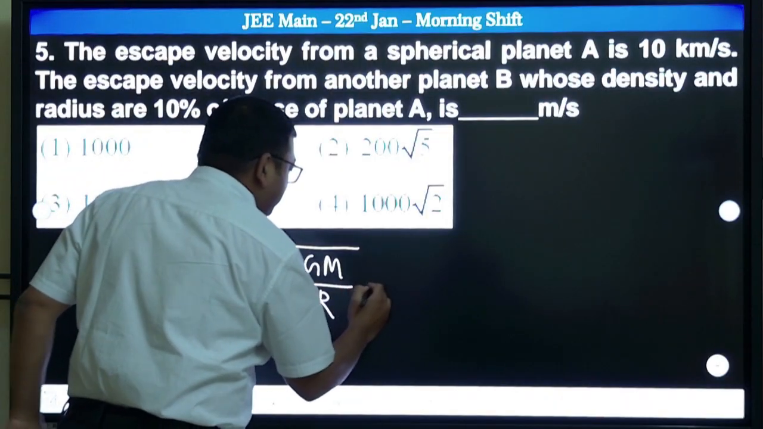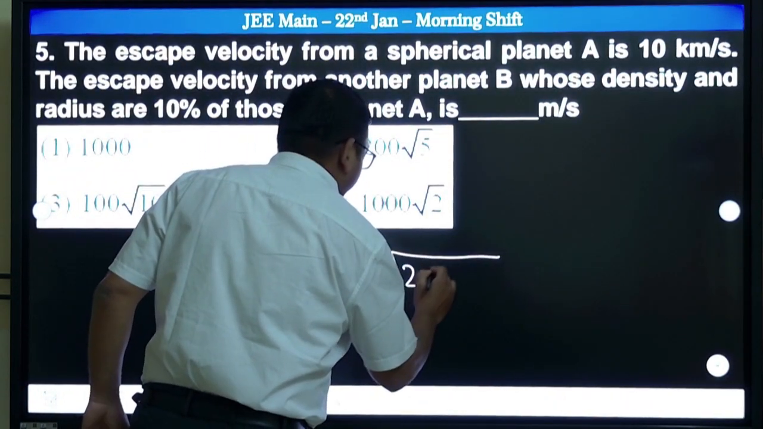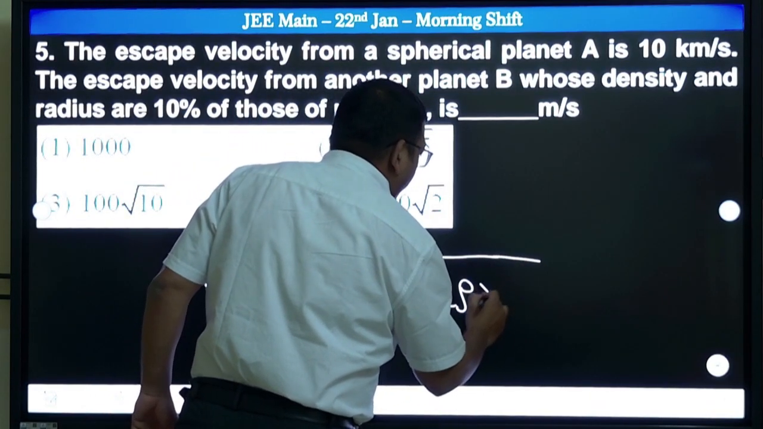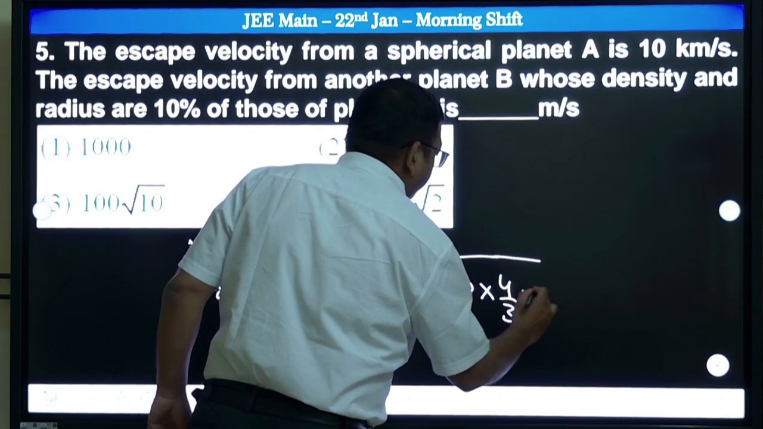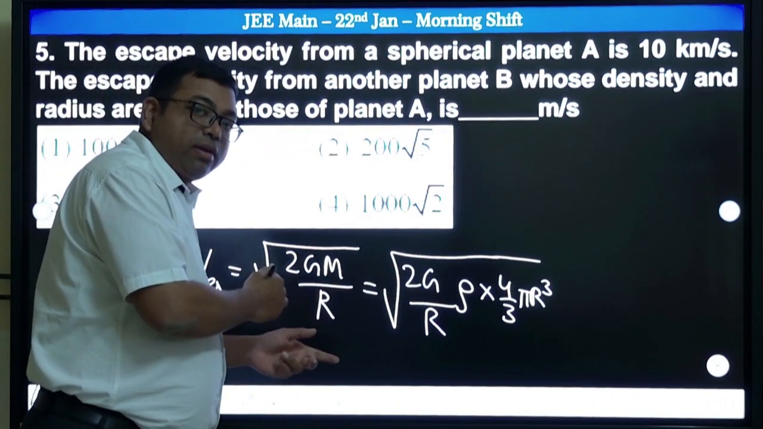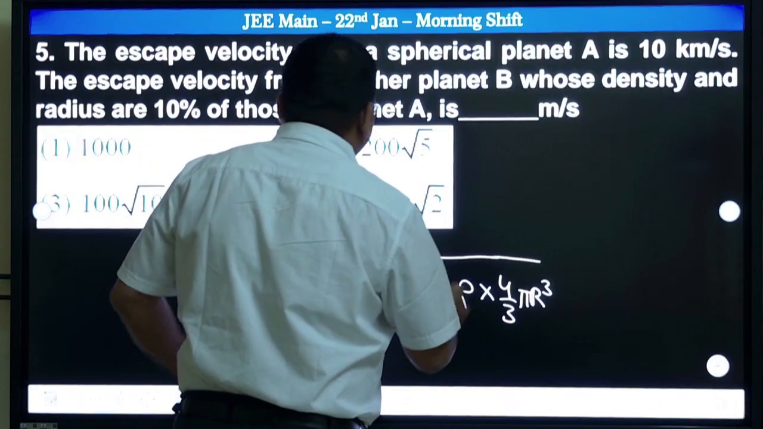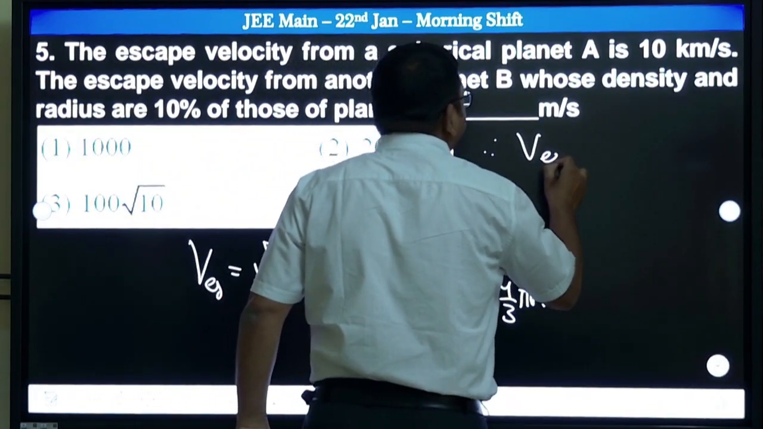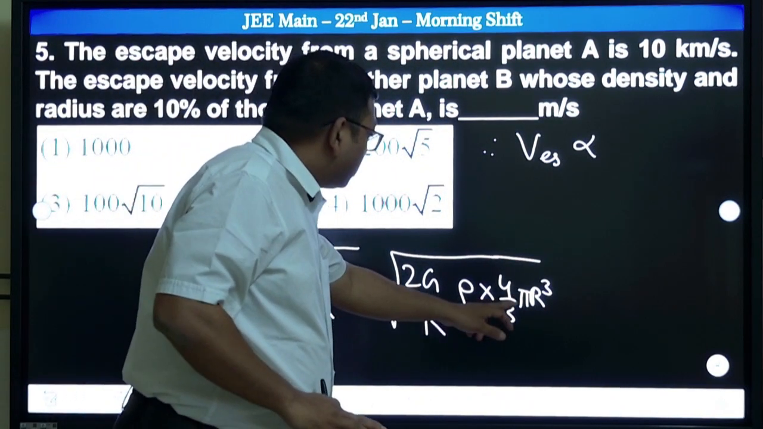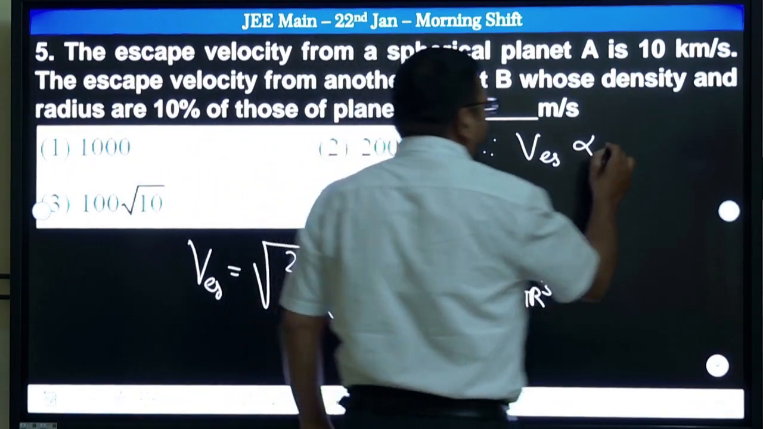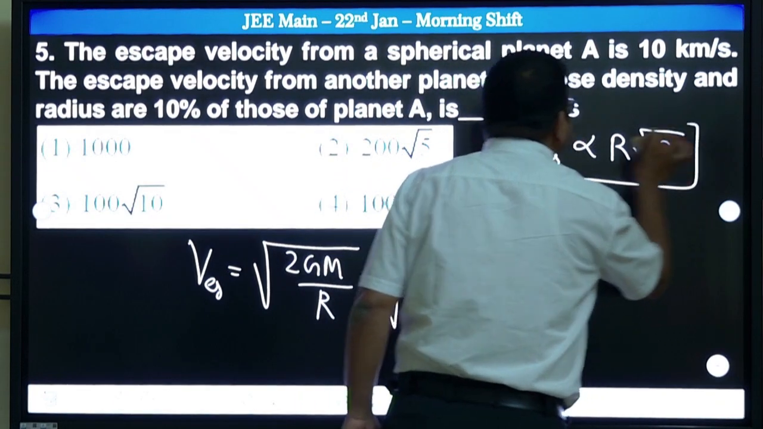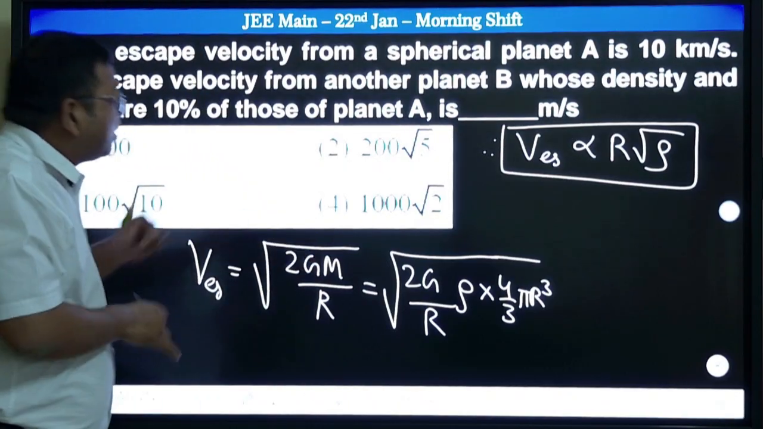So let us write mass as density into volume. So 2G by radius, mass can be written as density into volume. Volume is 4 by 3 pi r cube. So this becomes r square, and r square will come out of the root. So you can say that the escape velocity is proportional to, let us write proportionality, r will come out, and root under density. First of all, you need to think in this way if you want to do fast calculation. Now let us do that.